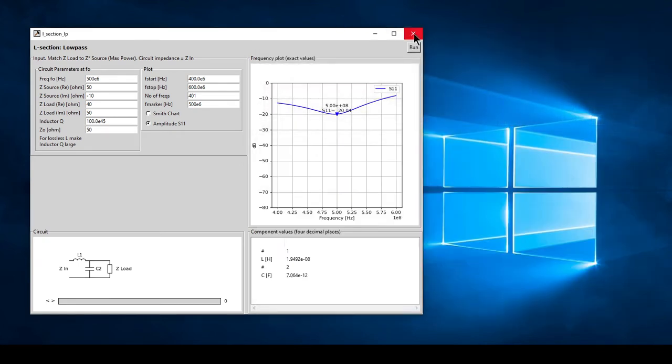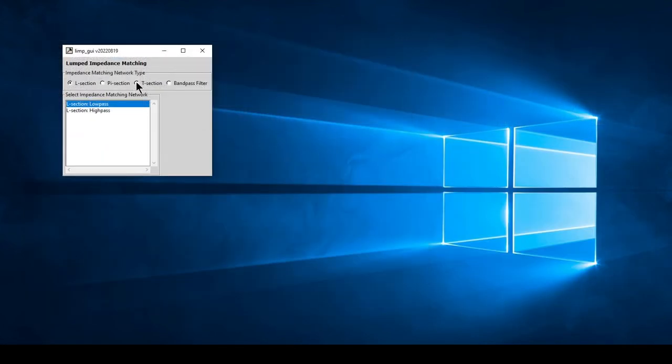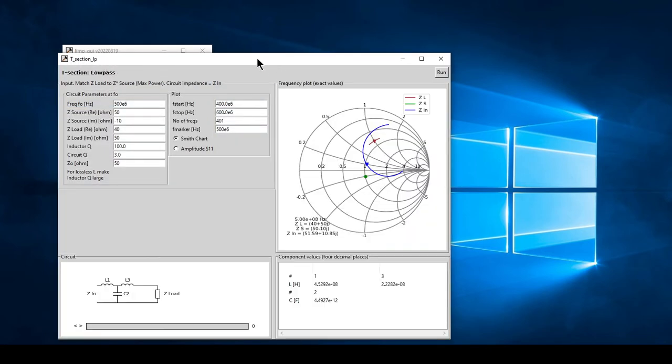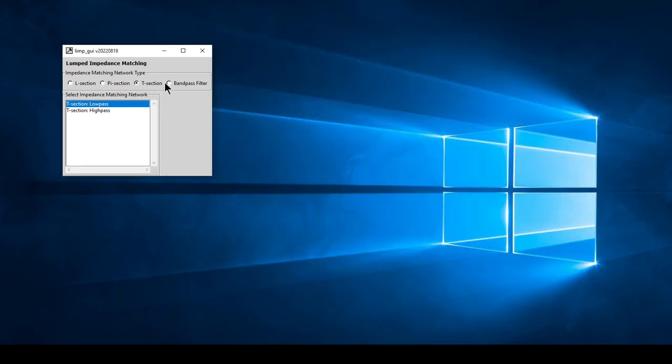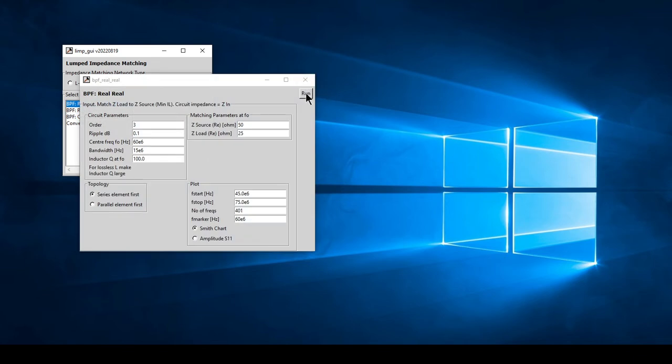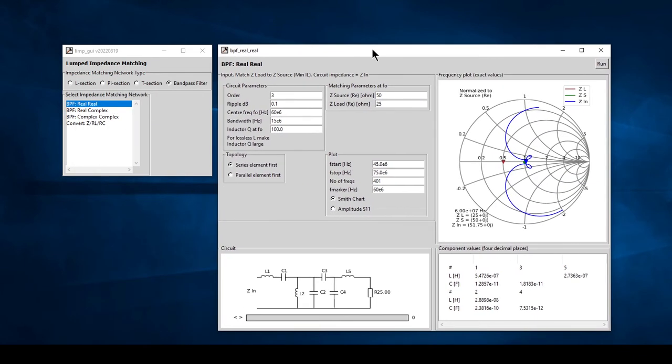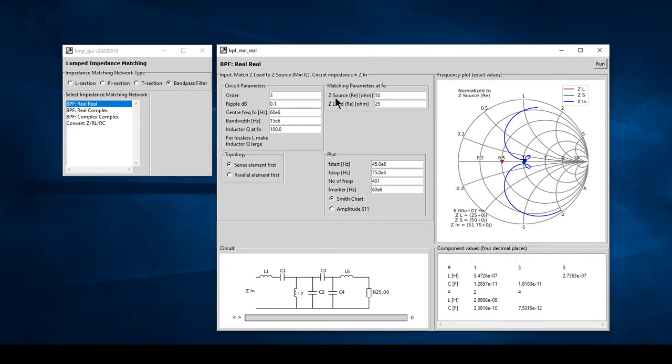Right, let's close these. I'm not going to go to the T section in detail. It's similar to the pi section, only here we have a T configuration for our network. Right, let's go to bandpass, real. So in this case we are going to match two real impedances. The source is real and the load is real.